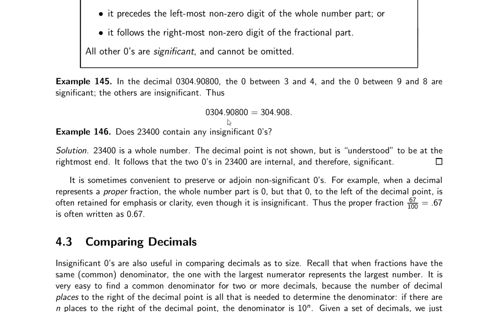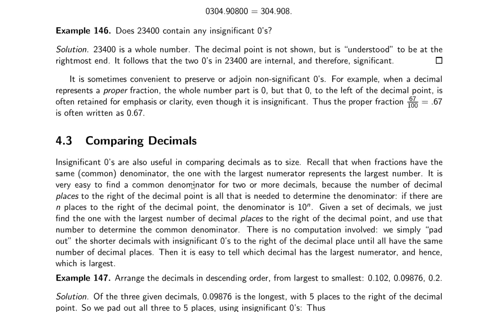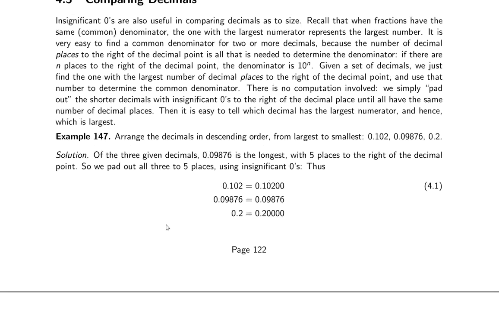All right, so this is the same, comparing decimals. Let's look at this example. Arrange the decimals in descending order from largest to smallest. Okay, so now we're comparing 3.